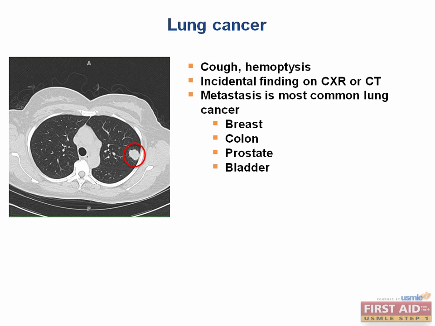On the other hand, when primary lung cancer metastasizes, it most frequently goes to the adrenals, the brain, the bone, and the liver.